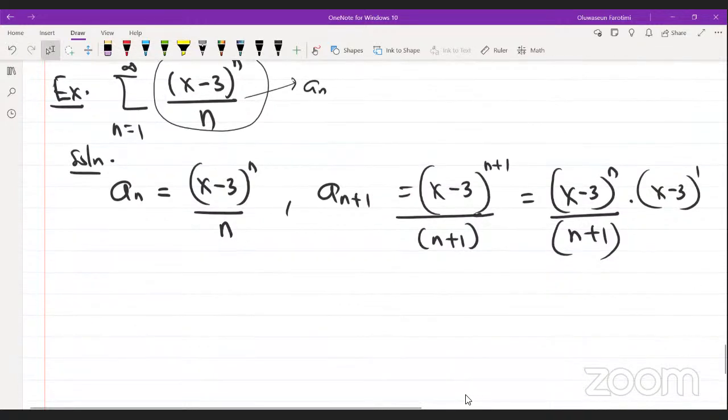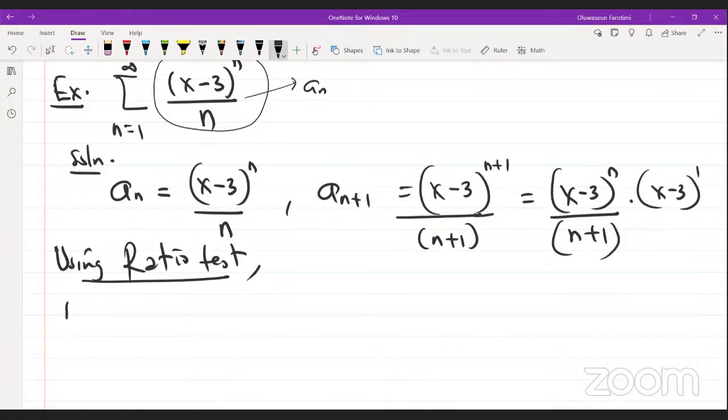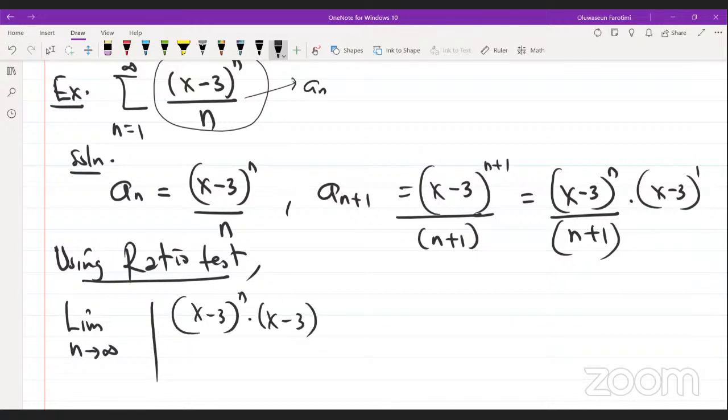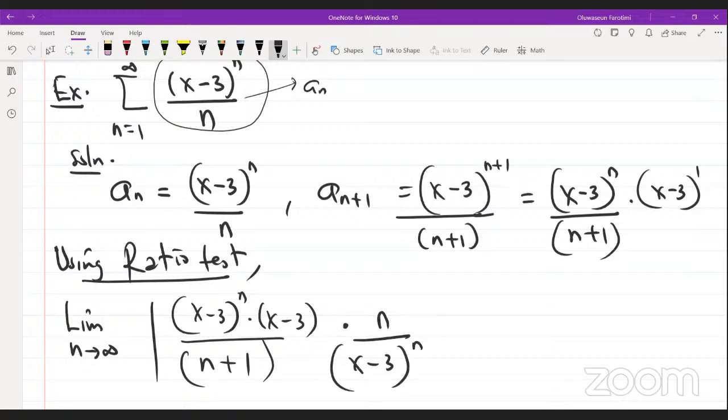Now, we use the ratio test. Always remember that. So, the limit as n goes large of a sub n plus 1, which is (x minus 3) to the power of n multiplied by (x minus 3), divided by n plus 1. Remember, the whole of this you still have to divide by a sub n. A sub n is a fraction, so it flips. Let's see, can anything cancel? This can cancel this.